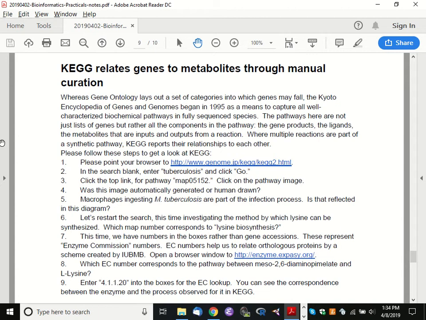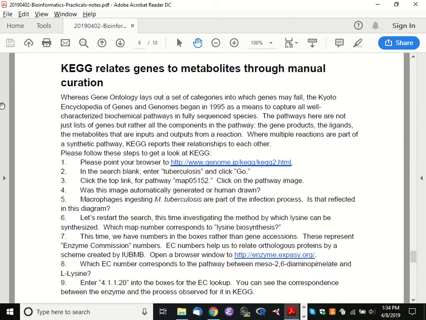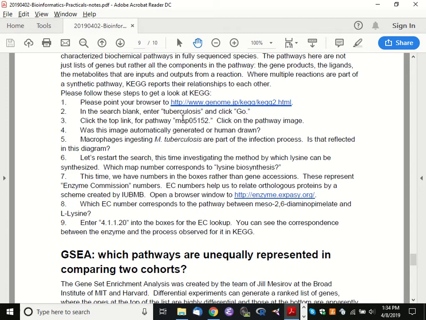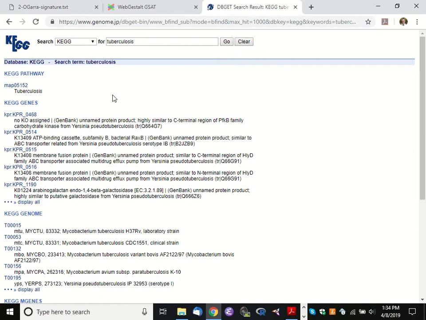KEGG is a really valuable resource, but it tends to have an awful lot of hand annotation to it. Okay, so this is KEGG. We're looking at KEGG 2, I guess, but in this case, I wanted to try a look at what KEGG could tell us about molecular pathways associated with tuberculosis. So I can simply come in here and type the word tuberculosis and go. Great, lots of feedback came from that. In this case, I wanted to see a KEGG pathway. So map 05152 is the only hit that we had within KEGG pathway.